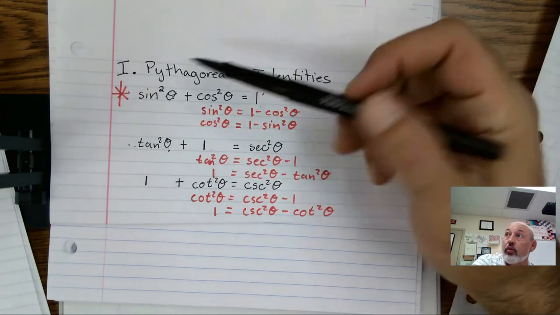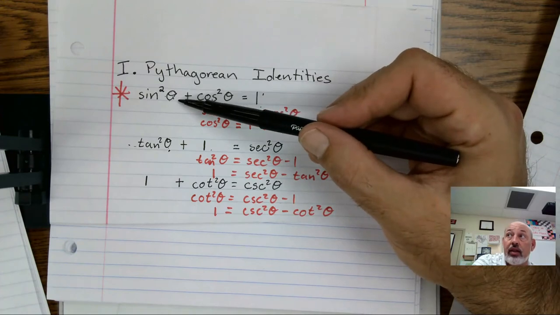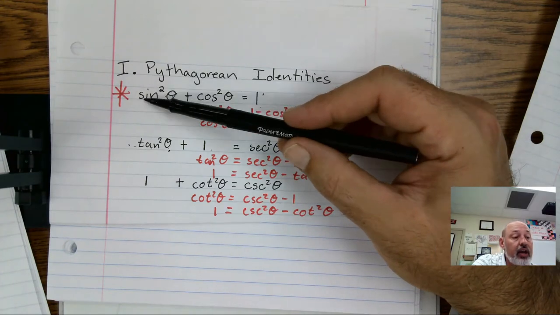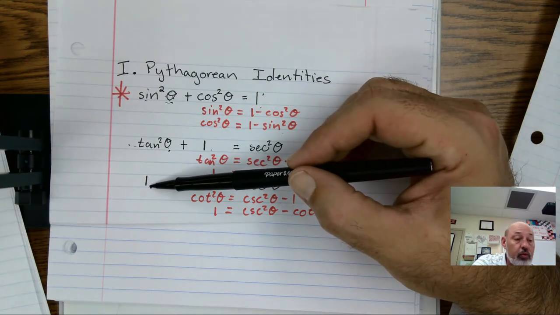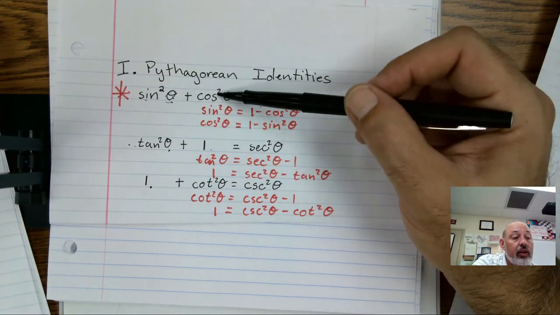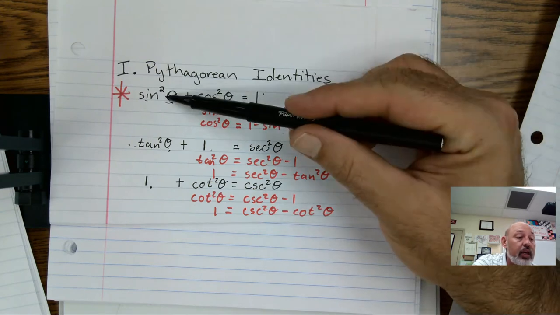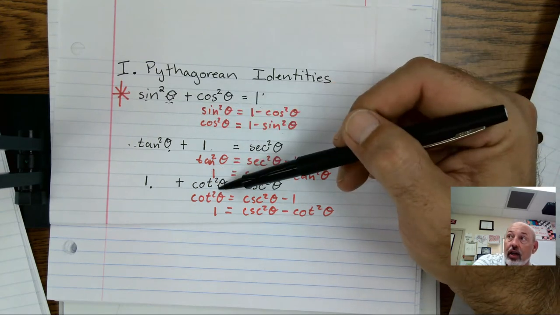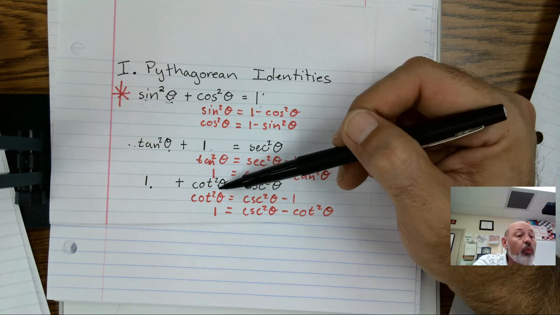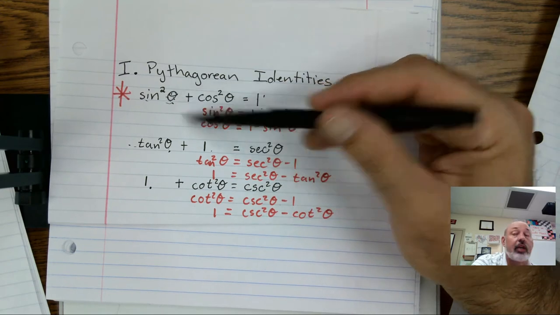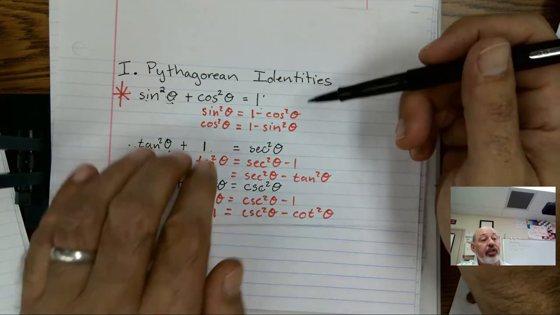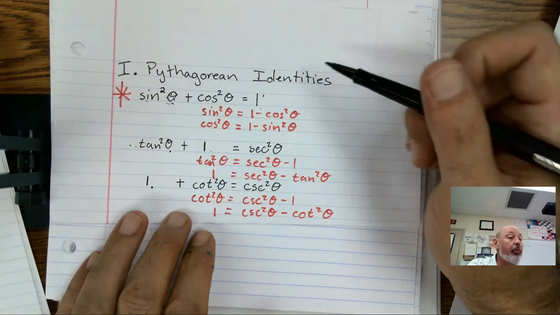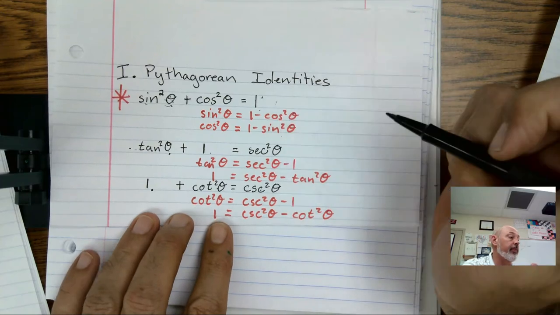Now, if you take this first one and divide everything by sine squared theta, well, sine squared theta divided by sine squared theta is 1. You'll get this third one down here. Cosine squared theta divided by sine squared theta would be cotangent squared theta. And then 1 divided by sine squared is cosecant squared. Okay, so really there's 9 identities you need to know, but they're all based on this top one.